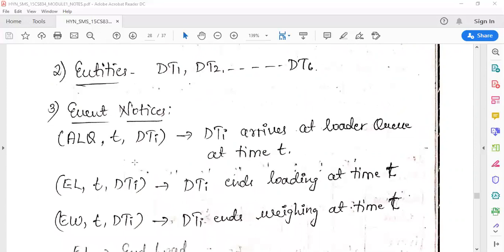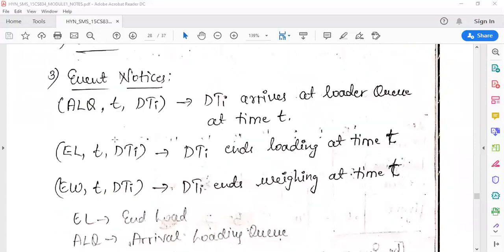Then we have something called event notices. Here we will be writing 3 types of event notice. The first one is ALQ, which stands for arrival at loader queue. Next is EL, which stands for end load. EW stands for end weigh. ALQ, T, DTi means dump truck i arrives at the loader queue at time T.